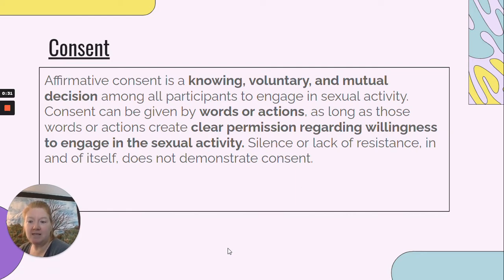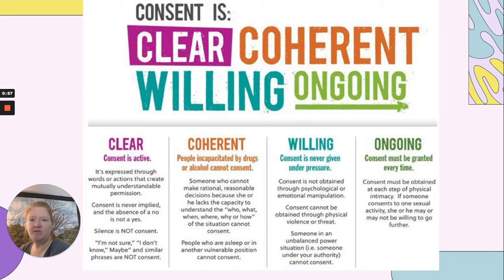So safe sex is emotional as well as physical. So safe sex must involve consent. Consent is voluntary, consent is mutual, consent is knowing, consent can change at any time. Consent must be given through words and actions, okay? Silence, lack of resistance, that's not consent, okay? So consent is clear, coherent, willing, and ongoing.